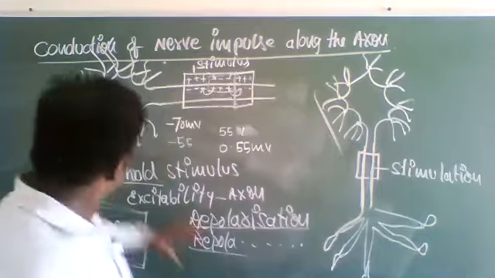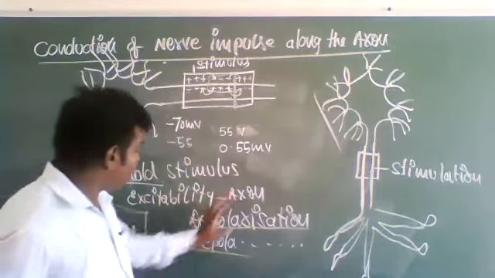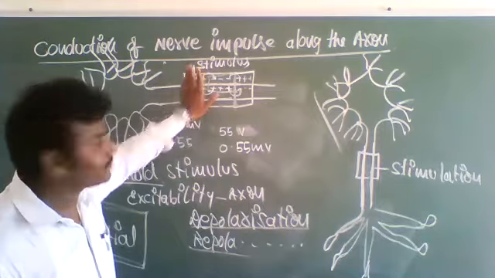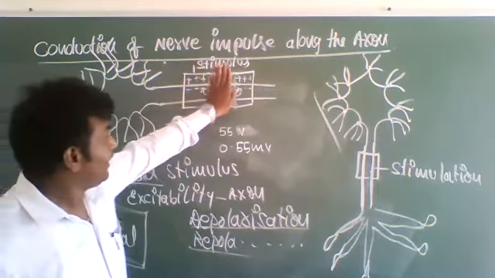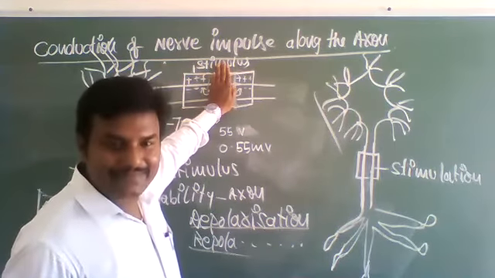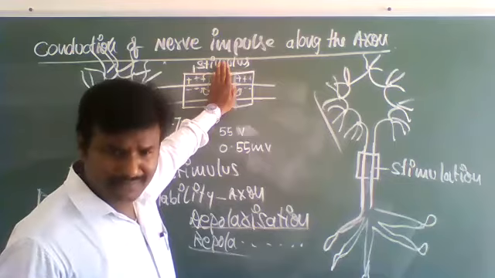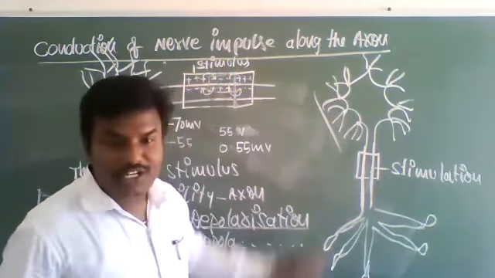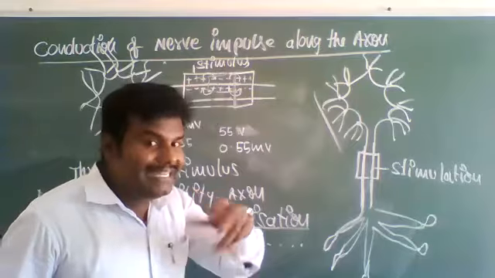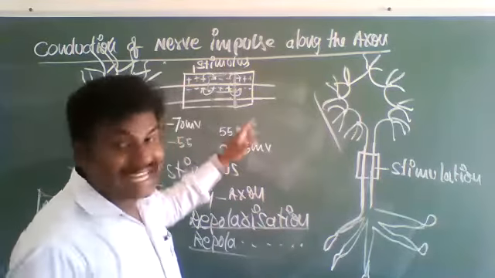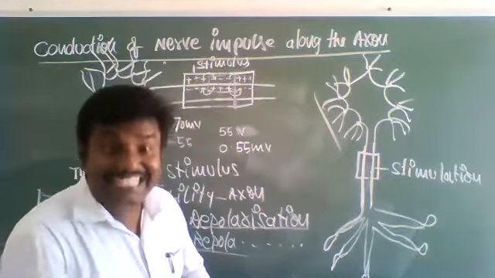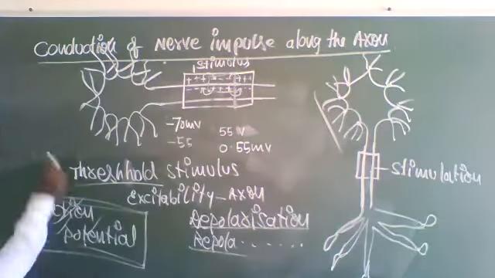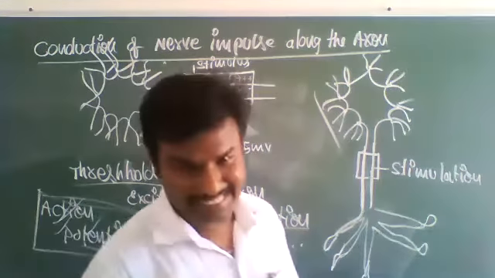Okay, that's it. So here, threshold, stimulus, depolarization, repolarization. First, it is the resting state. Plus, negative, negative. It is depolarized. When we apply a stimulus, at that time what happened? The membrane permeability is changed. Then the axon undergoes depolarization. Excited. At that time, the action potential is released.